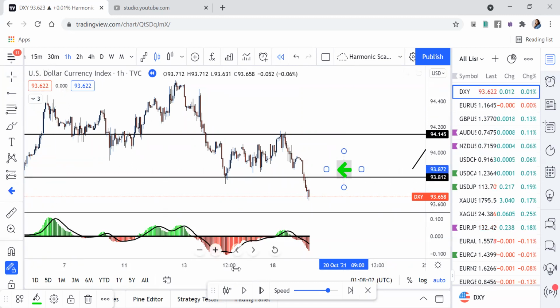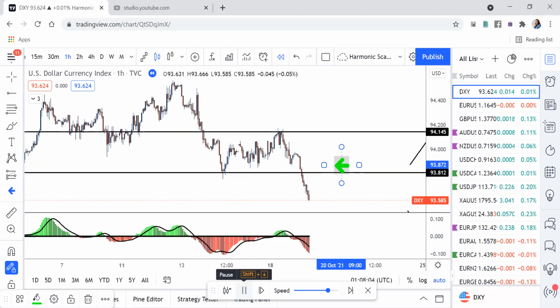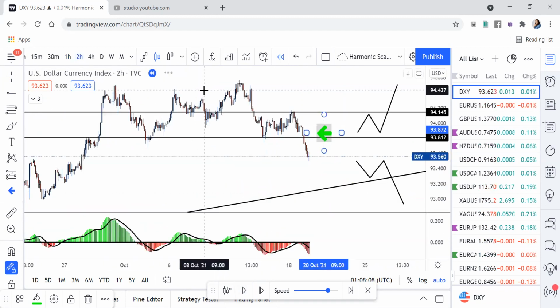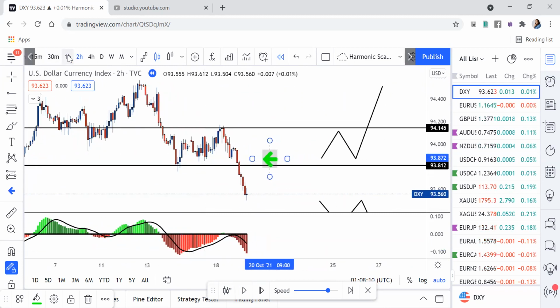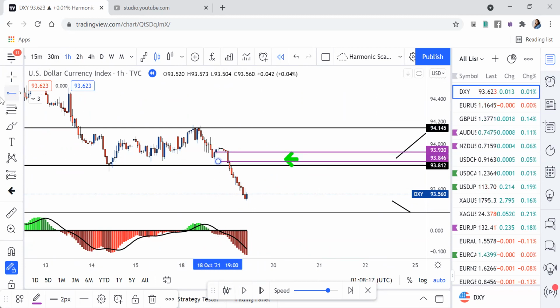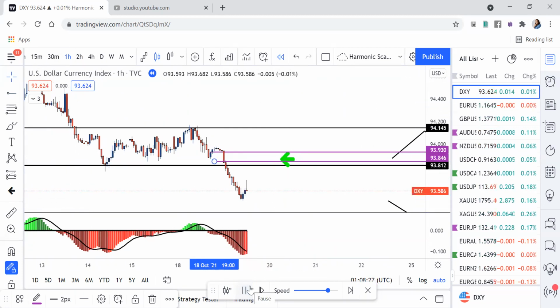Once structure is broken, let's get that imbalance zone. That's your imbalance zone there. We wait for a retest into the imbalance zone, and then we look to sell. Let's see what happens now.